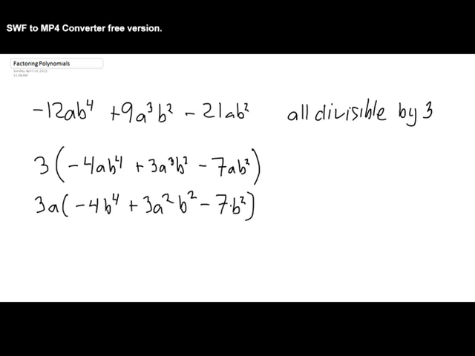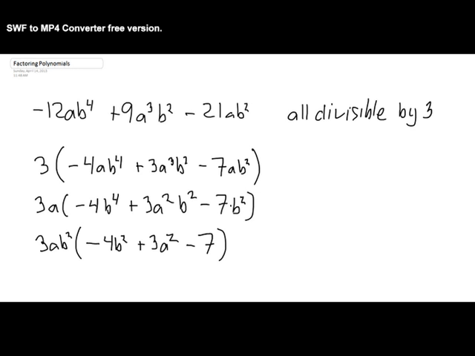Well, this is b to the power of 4, b to the power of 2, and b to the power of 2. So what's common between those three? Or what's the most common? Well, I can factor out a b squared. So this can be 3ab squared. Factoring out b squared, what am I going to get? Well, I have negative 4b squared plus 3a squared minus 7.